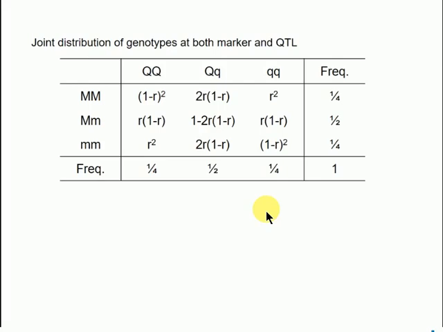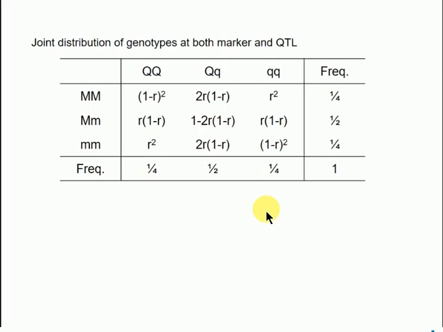Okay? So that is what they say. Using the marker information under this model, you can reveal the information of a QTL genotype. You can learn the possibilities. You might not know exactly, but we can anticipate the chance of an individual taking one of these three possible QTL genotypes. That is the idea.